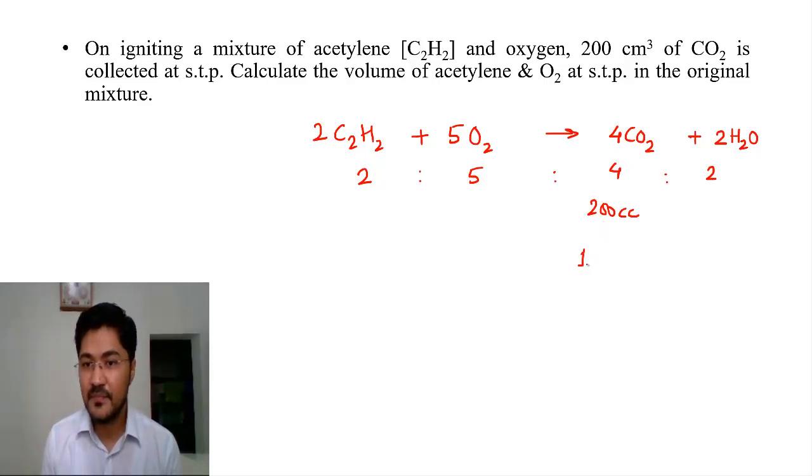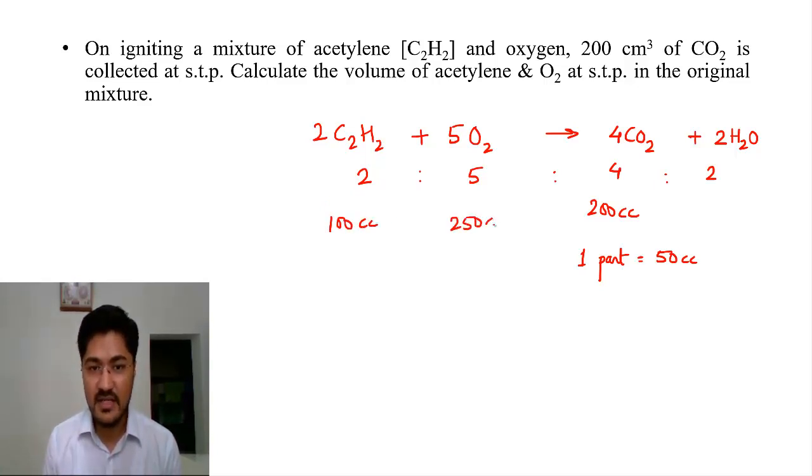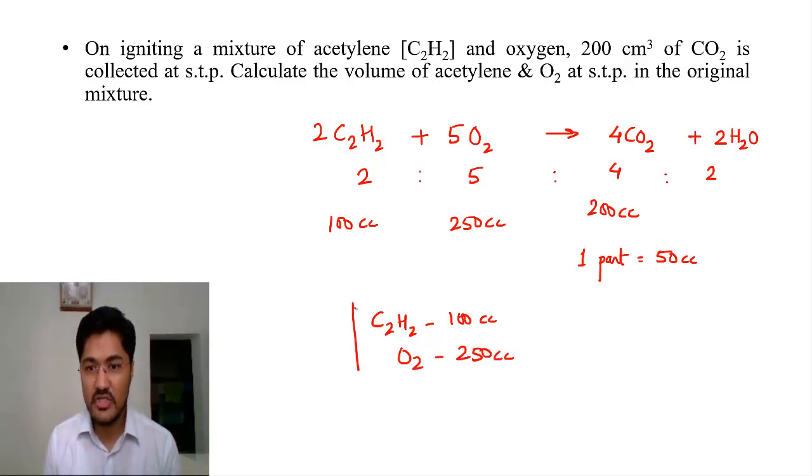Hence one part would be only 50 cc, and now acetylene accordingly will be two parts, that is 100 cc, and oxygen 250 cc, and hence the final answer would be the volume of acetylene would be 100 cc and that of oxygen would be 250 cc in the original mixture.